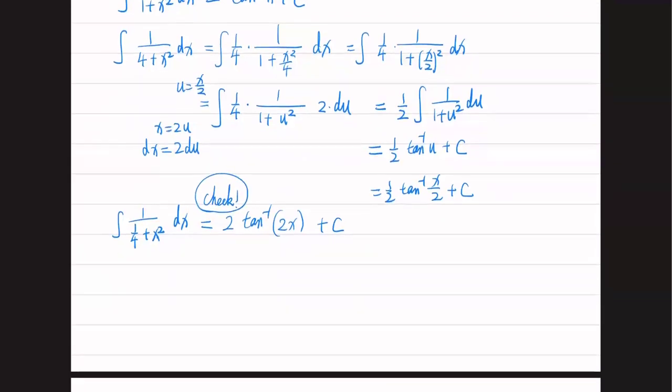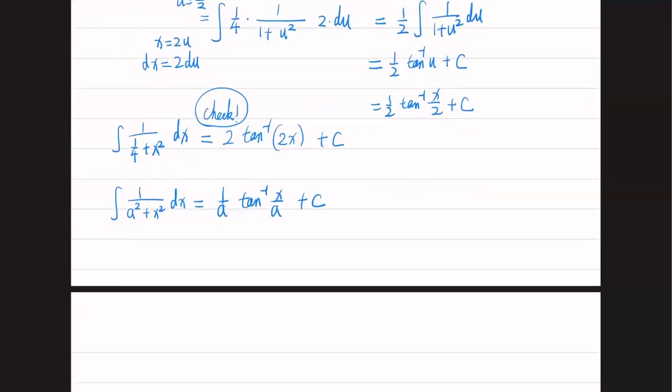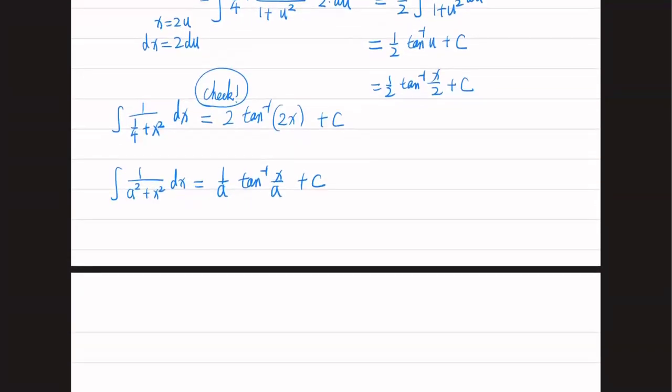Okay. And more generally, 1 over a squared plus x squared will be 1 over a arctangent of x over a, plus c. Okay, so that was some review of these integrals. Now we will go to a general rational function.